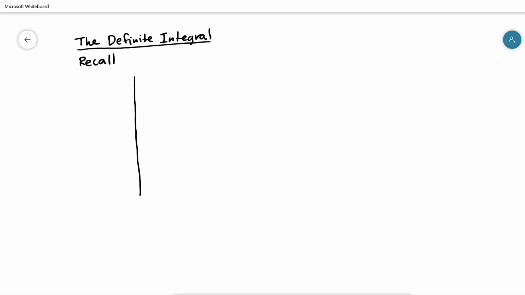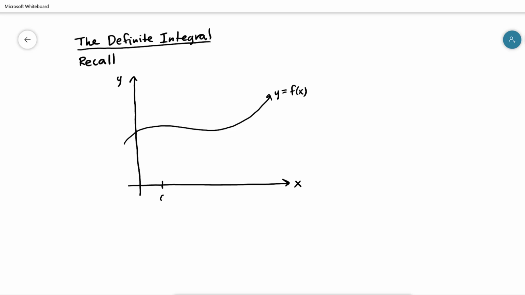So here are my axes, here's my x-axis and my y-axis, and here's some function doing whatever it happens to do. Y equals f of x. And I'm interested in finding the area under the curve y equals f of x between A and B. So here's where it starts, here's where it ends. I'm interested in finding this area. So that's what we want.